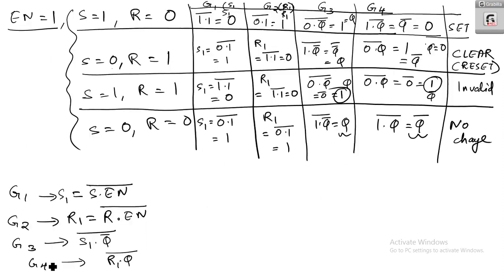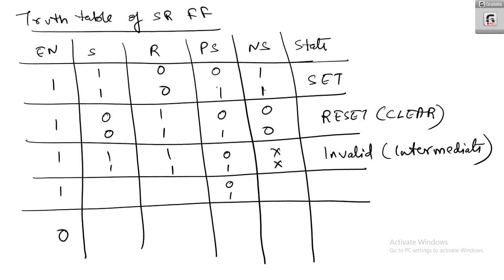Now the last case, when S is equal to 0 and R is equal to 0. There is no change. That is, the present state will be equal to the next state. So that is no change.